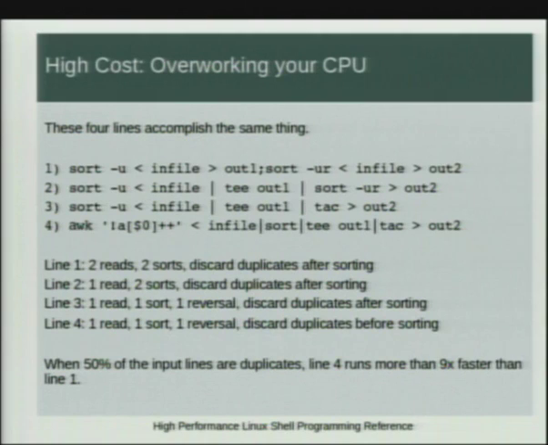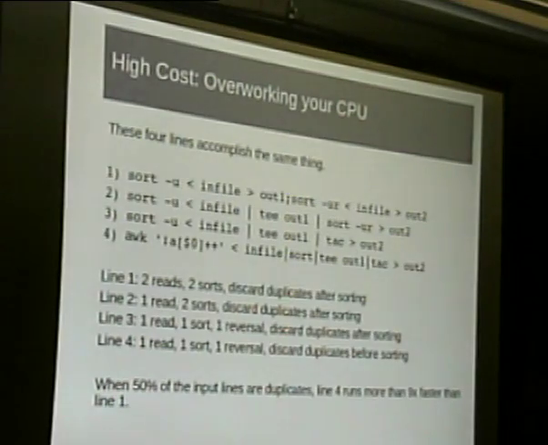Here are 4 different approaches to inputting a file, generating a sorted file, and then a reverse sorted file. So we're going to have one file in, 2 files out. One's the reverse order of the other. Even though they all do the same thing, this guy runs about 9 times faster than that guy when half your data is duplicated.